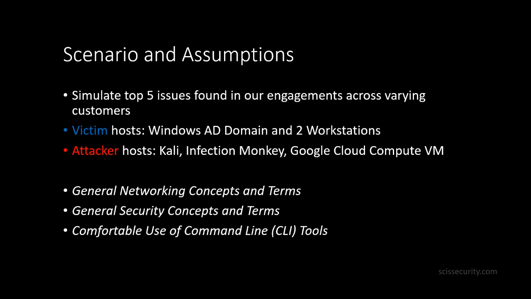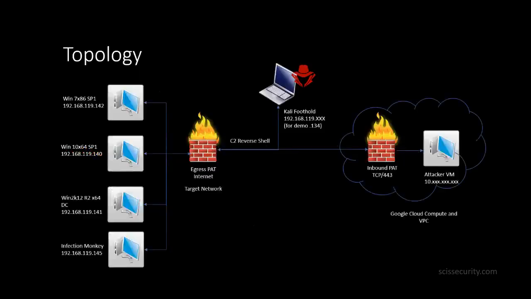So our scenario is that we have our top 5 issues identified in our engagements. We have a victim host, which has a Windows AD domain of 2012, 2 workstations, Windows 7, Windows 10 accordingly. Our attacker host is Kali. We have Infection Monkey, Google Cloud, Compute VM, and generally we hope that you understand networking concepts already, general security concepts and terms, and are comfortable with CLI-based tools. So not a huge ask. So almost anyone can really do this with enough time and effort.